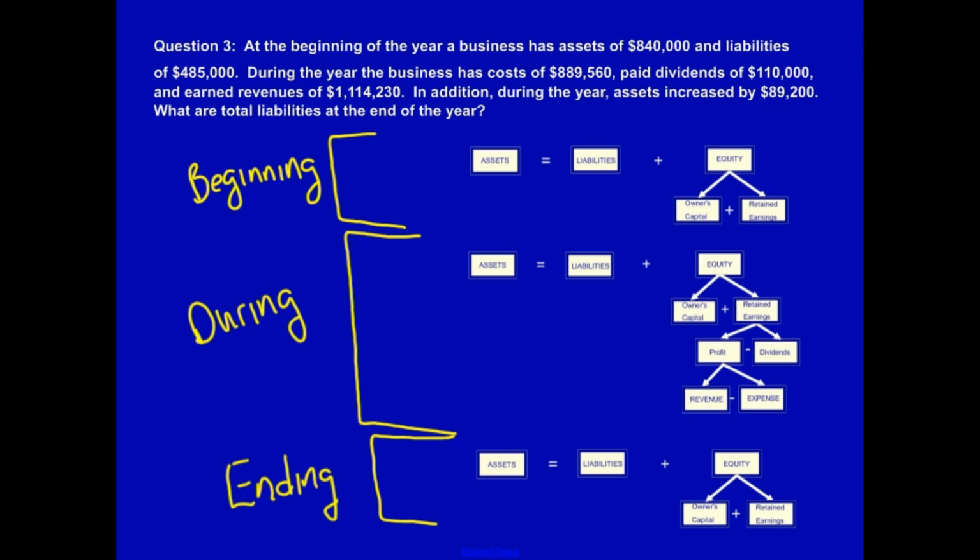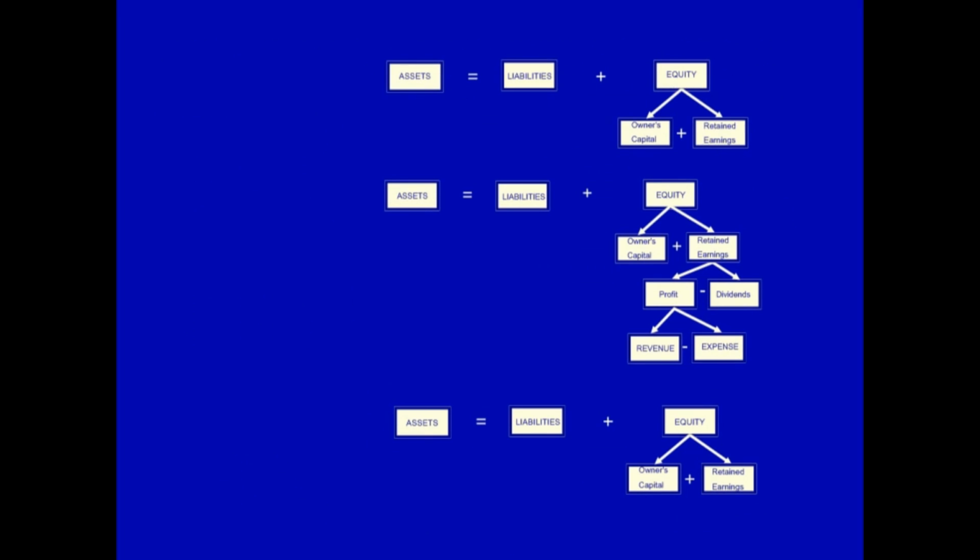First, let me expand the equations so I have more room to fill in the information. There. Now let's fill in what we know and then solve for what we don't know. I'll start at the top and move down. Beginning assets, $840,000. Beginning liabilities, $485,000.